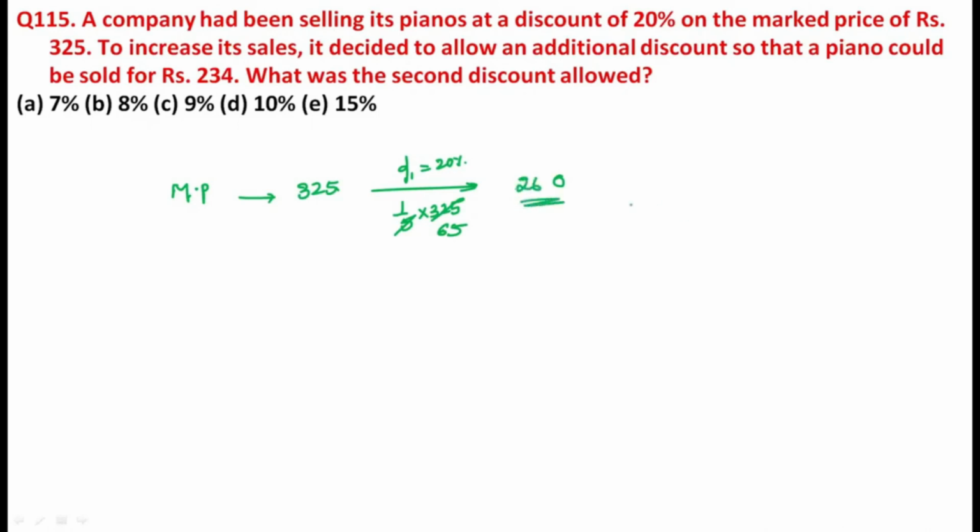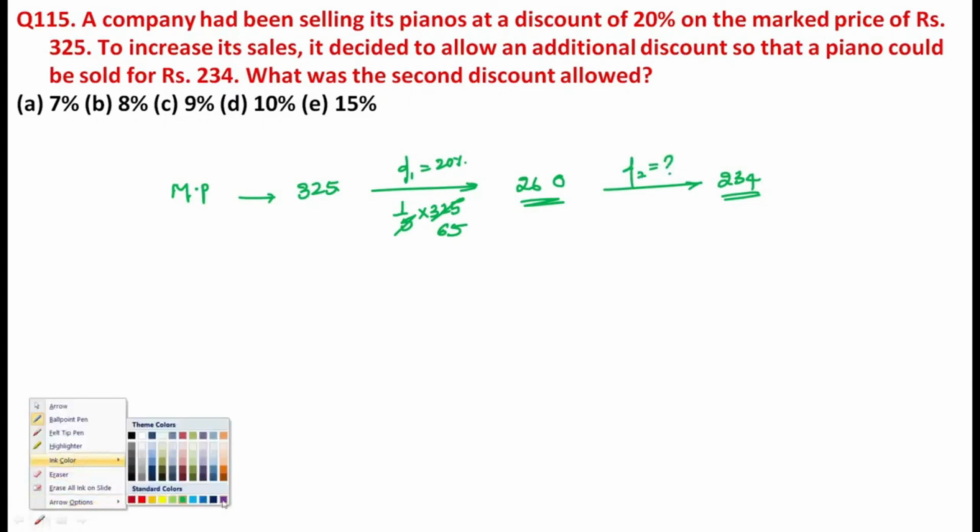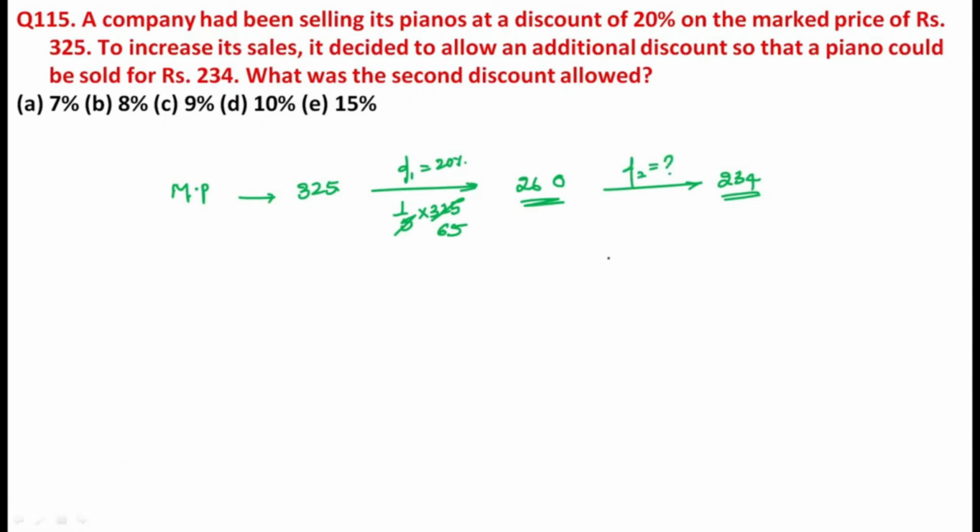But still they are allowing another discount. Now they are selling for 234. Now here the question, what is the second discount? Guys, observe, 260 becomes 234, means they are reducing 26 rupees, means they are giving a discount of 26 rupees out of the market price 260, into 100. Now they gave 10 percentage as a second discount. So they are allowing a second discount of 10%.